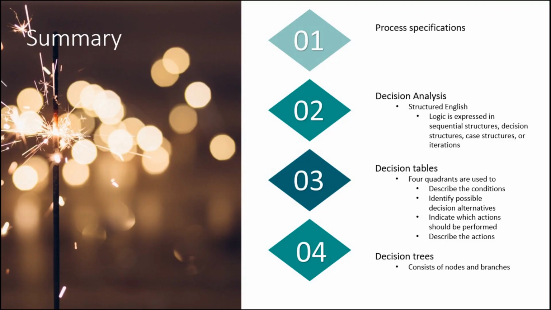Summary. 1. Process specifications. 2. Decision analysis. Structured English: logic is expressed in sequential structures, decision structures, case structures, or iterations. 3. Decision tables. 4 quadrants are used to describe the conditions, identify possible decision alternatives, indicate which actions should be performed, and describe the actions. 4. Decision trees. Consists of nodes and branches.